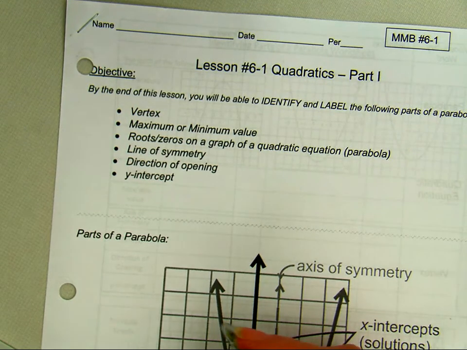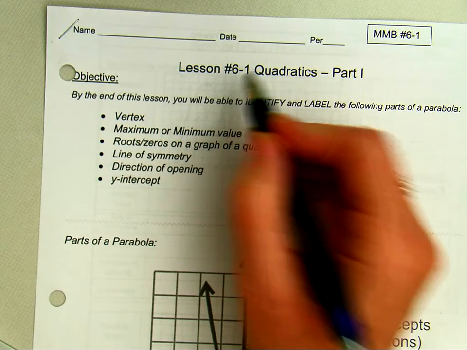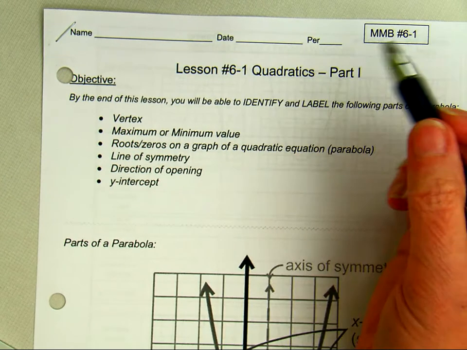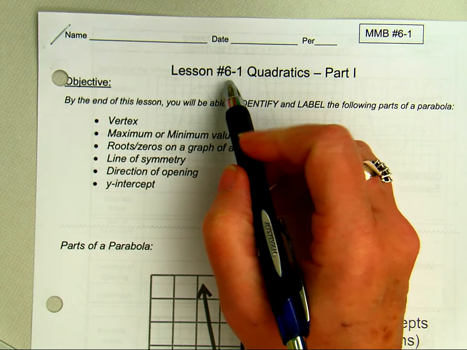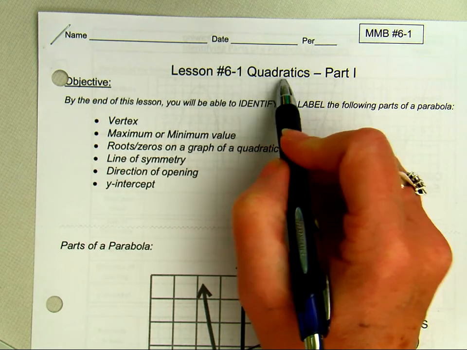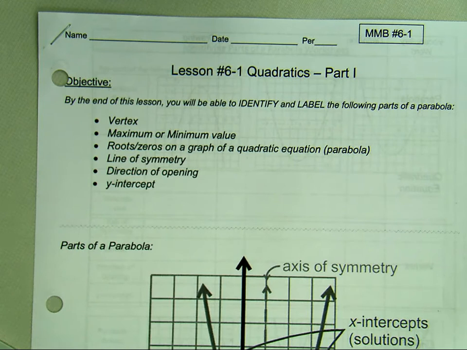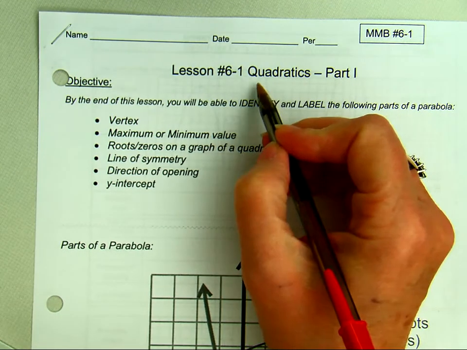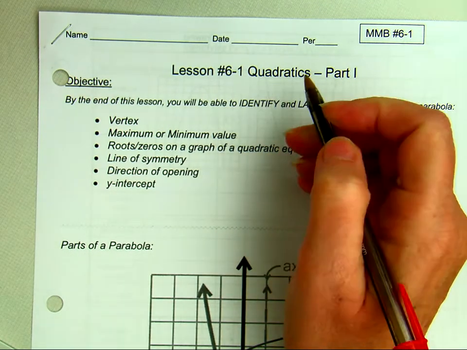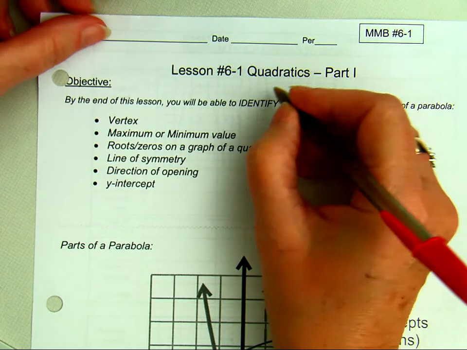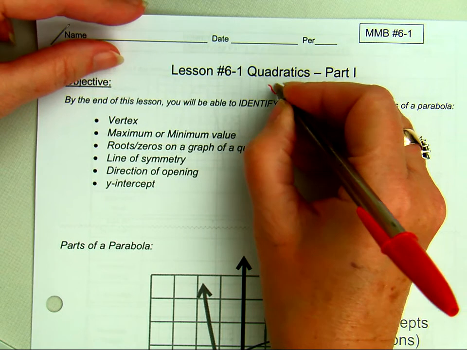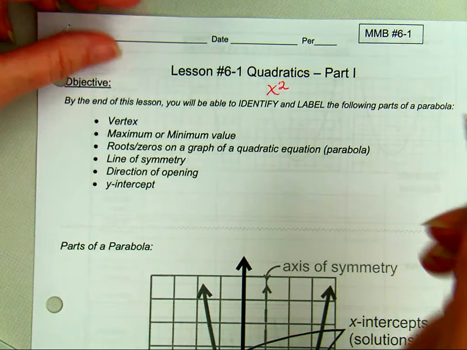Here we go. This is lesson 6-1, quadratics. This is the first lesson from chapter 6. Chapter 6 is about quadratics. Now, quadratic is a word that comes from the same Latin word as cuadrado in Spanish, which means square. So quadratics happen when the x gets squared.